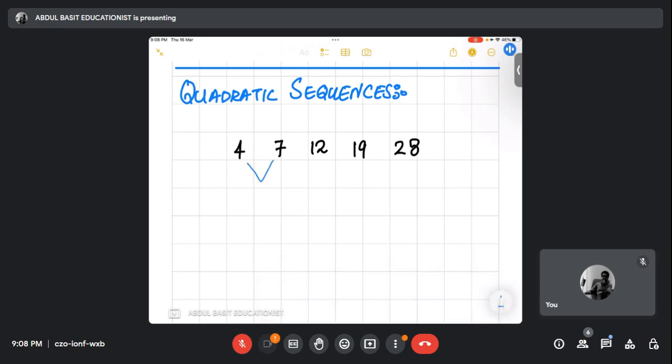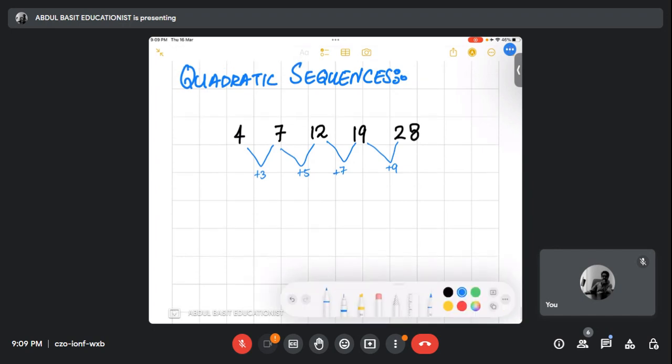We can see that it's plus 3 and it is plus 5. So it's not arithmetic, and at the same time it's not a geometric sequence because 4 times what is 7? Nothing. The next difference is plus 7, and this is 28 minus 19, which is plus 9. Now you can see that the first difference is not the same.